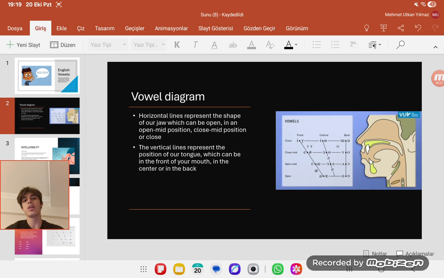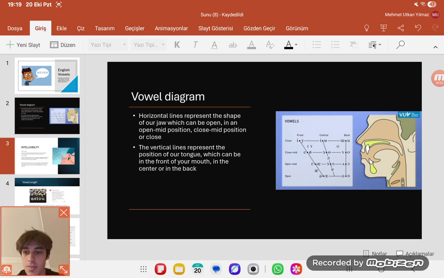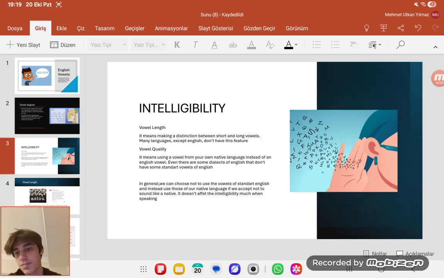Here is the vowel diagram. As you can see on the right, horizontal lines represent the shape of our jaw, which can be in an open, open mid, close mid, or close position, as you can see in the picture. The vertical lines represent the position of our tongue, which can be in the front of your mouth, in the center, or in the back. It would help a lot to look at this picture.